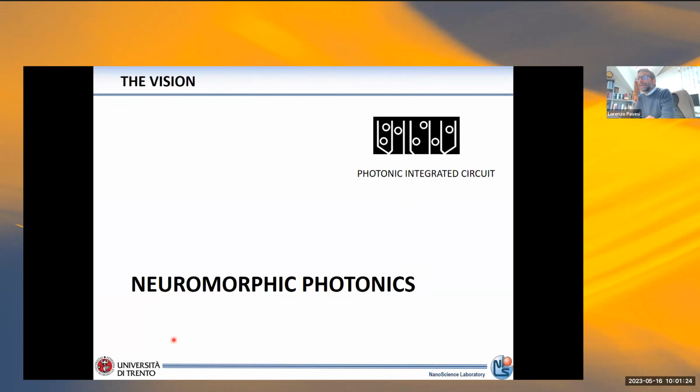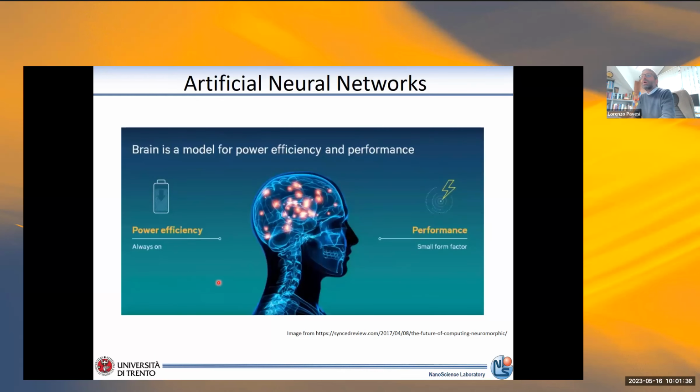So the kind of circuit that we want to develop are inspired, and this is the reason why it's called neuromorphic photonics, are inspired on how the brain works. And the reason why we want to get this neuromorphic photonic reality is because we get inspiration from the brain, because the brain is really a model for power efficiency as well as performance.